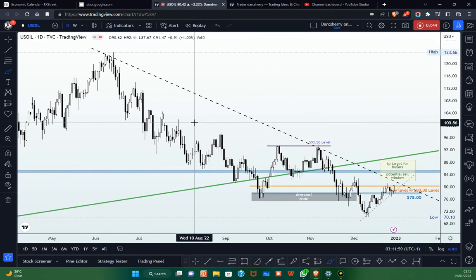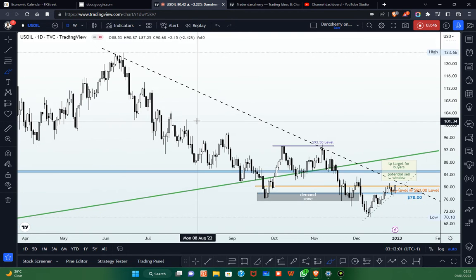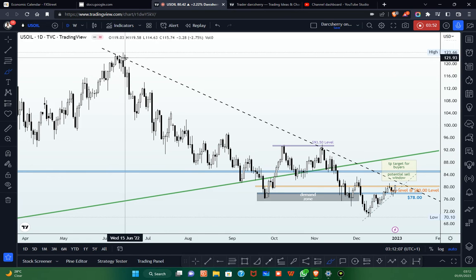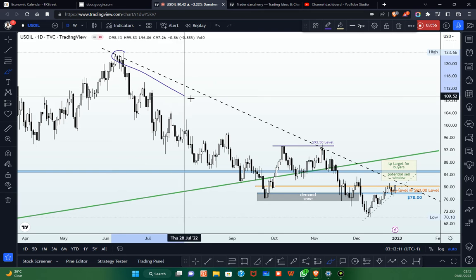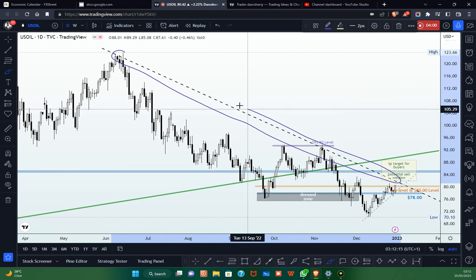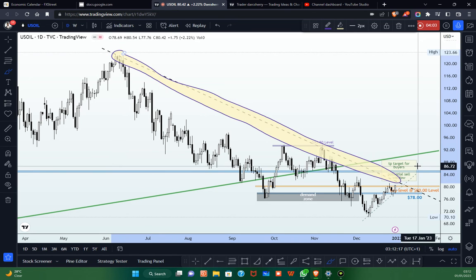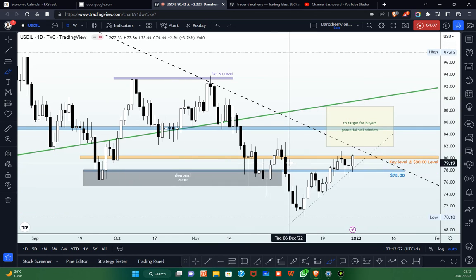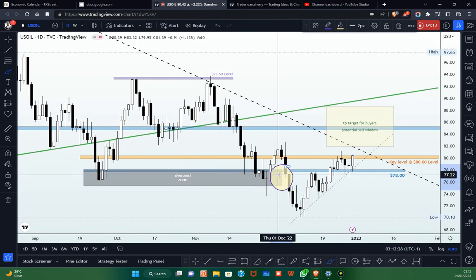Now, in addition to that consolidation phase between the $93.50 level and the $78 level, is the bearish trend line that we have here that has been holding down selling pressure since the month of June last year. As you can see, price consistently and uniformly respected that bearish trend line to emphasize the strength of the sellers.